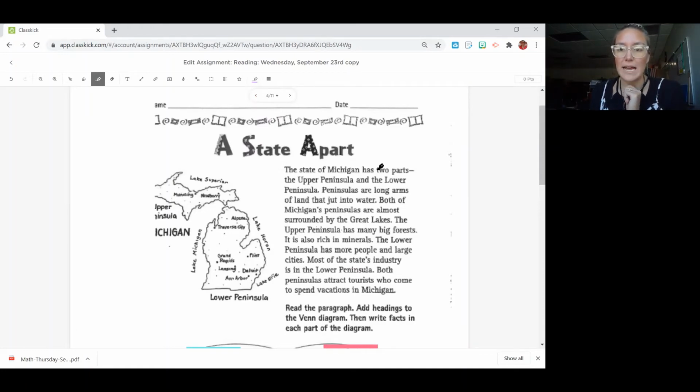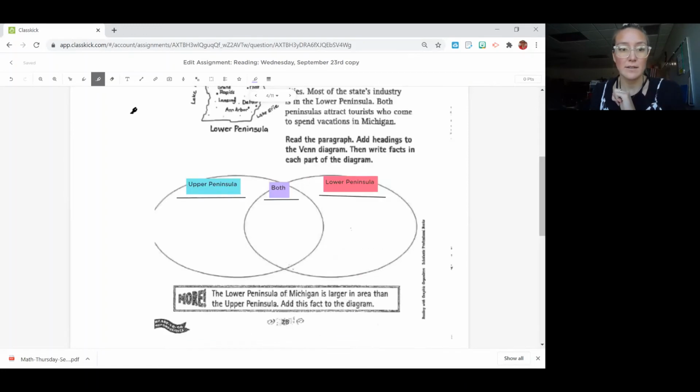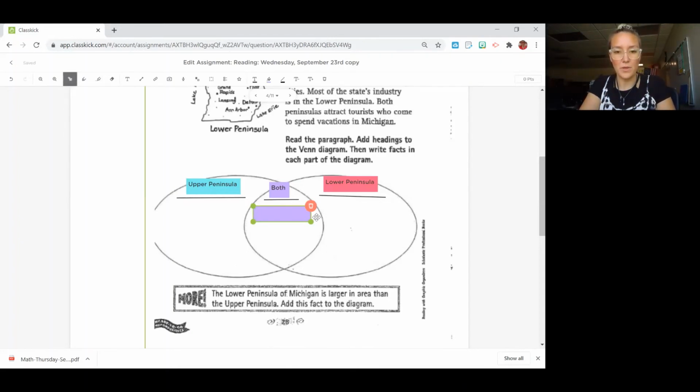The state of Michigan has two parts, the Upper Peninsula and the Lower Peninsula. So that means both peninsulas are in Michigan. So I can write that in my comparing part. They are both in Michigan. Now in our Venn diagrams, we don't write complete sentences because that's what we'll do in answers and responses. We just jot down notes and use bullet points to lay out our Venn diagram.